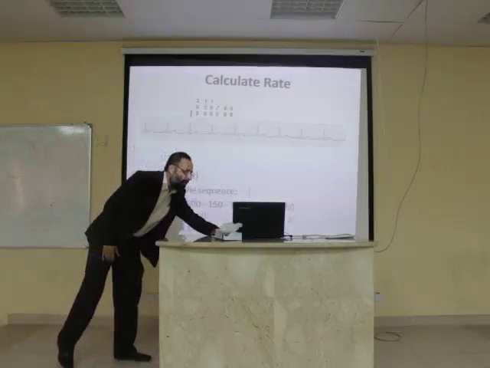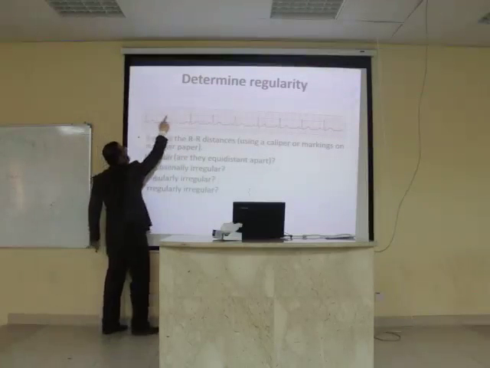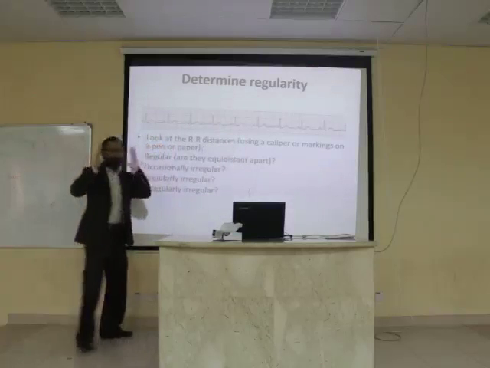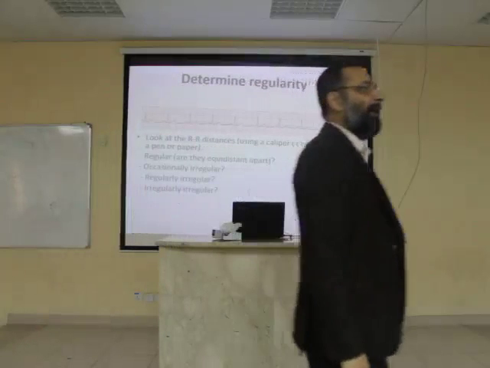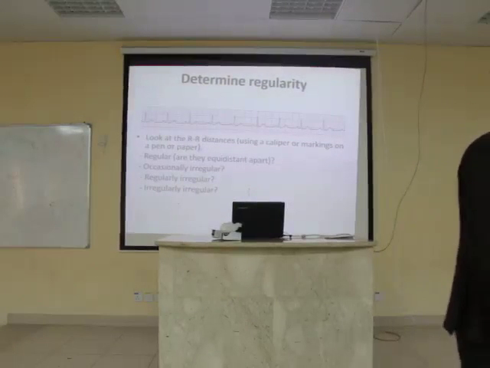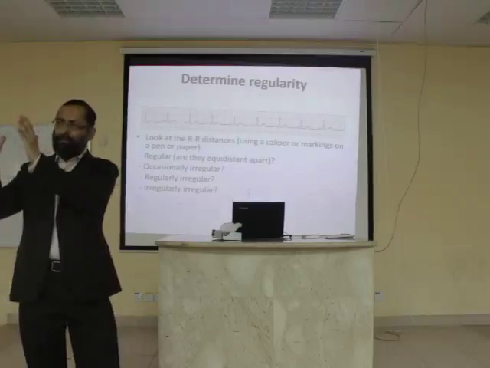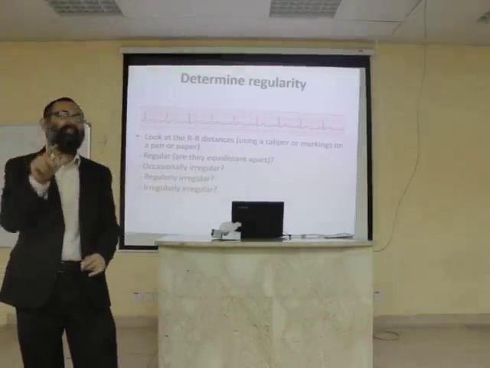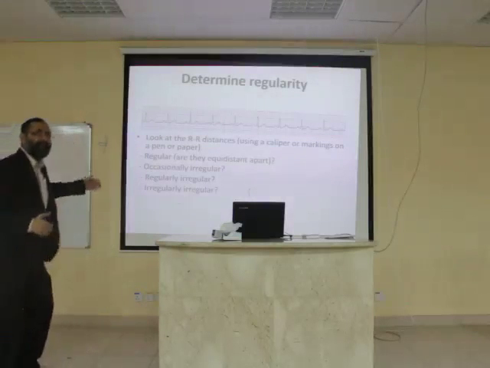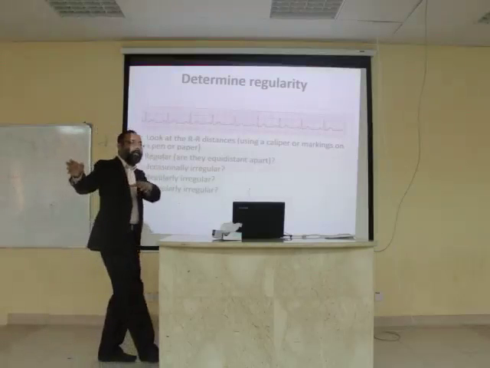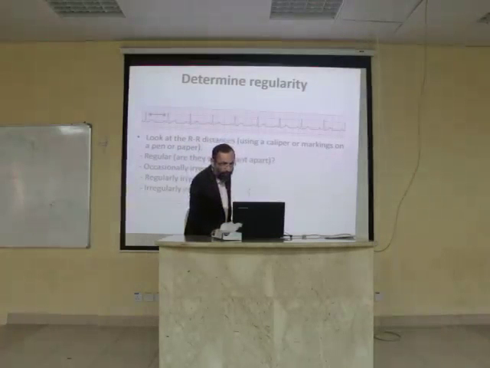I'm not going for the calculations right now. Regularity means the distance is equal or not equal. If the distance is equal, it means your cycles are repeated at regular intervals and it's a normal rhythm. Rhythm is regular. If two R waves are coming close to each other, two R waves are away, and then the next two R waves are again different, it means irregular. There is not a regular gap between the R waves. We have a method of checking that. We will train you for that method for the tutorial purpose. Don't worry about that. You will do it. Just wanted to show you.